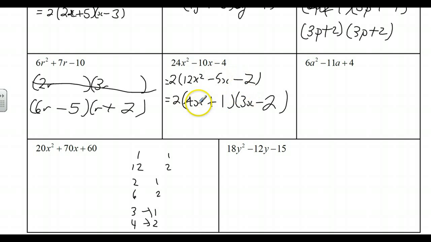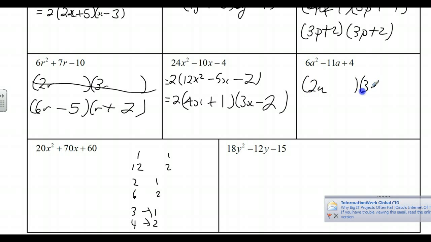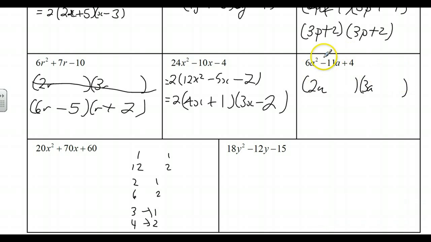6a. All right, let's go 2a, 3a, and 4. Well, 4 can be 1 and 4. Okay, this is a plus, this is a minus. That tells me they're both negative. So if I go minus 4 minus 1, we get 6a squared minus 8a minus 3a is minus 11a plus 4. Done.